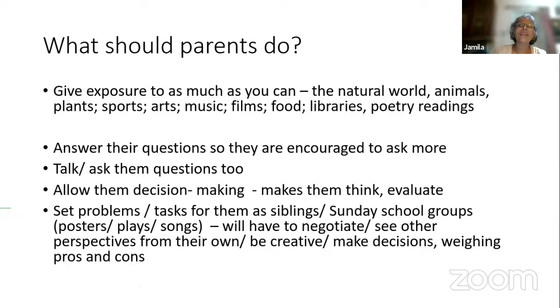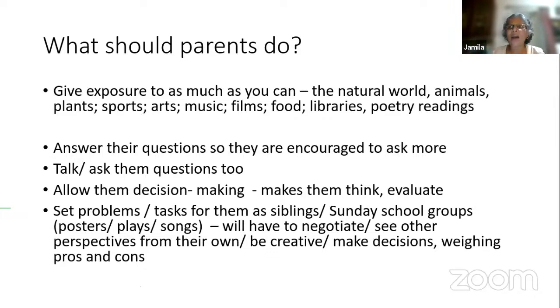Sometimes what you can do is set tasks for them to do in groups. Now, group work is not only fun for the child, it also helps the children to again process things, isn't it? They have to articulate what they think. They have to listen to the other person's voice. They have to evaluate it from the other child's perspective. They have to come to a joint decision about how to do it, isn't it? They have to evaluate so many things.